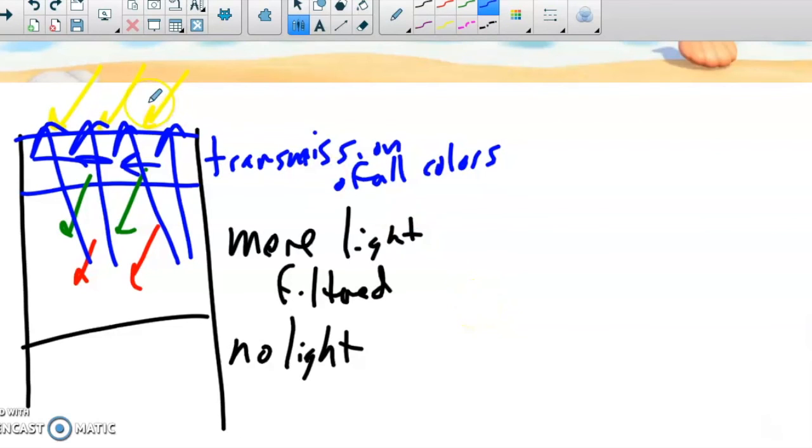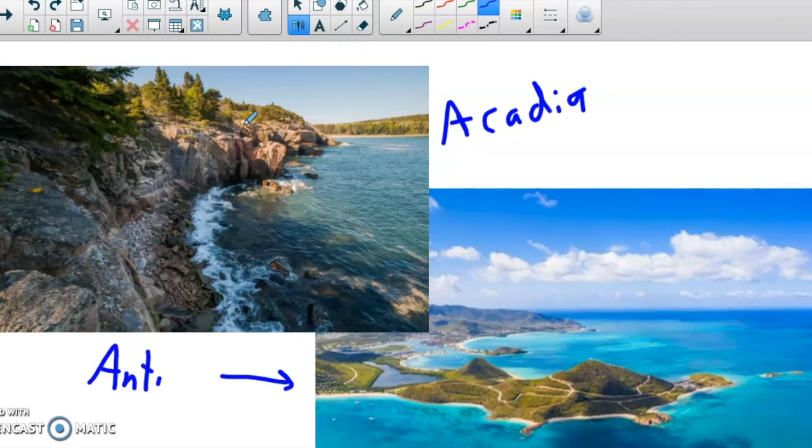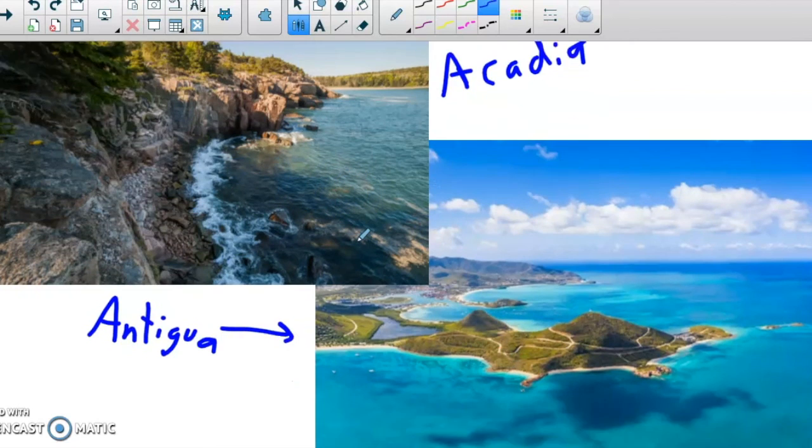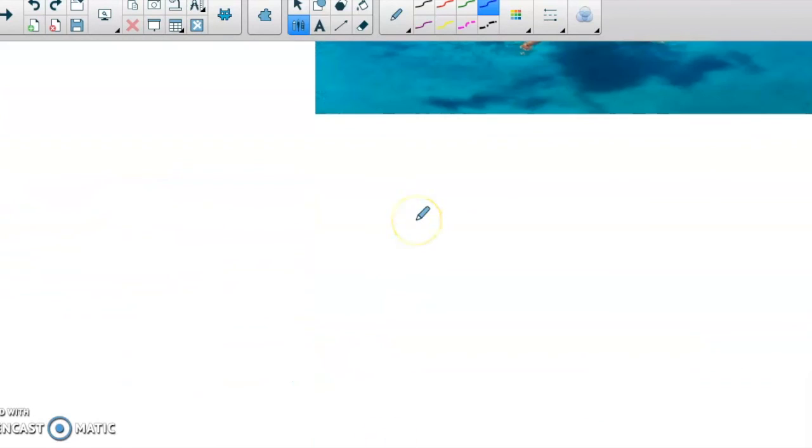However, that's not the whole picture. Take a look at these images. This one is Acadia National Park, so we're talking about the Gulf of Maine. And this picture here, that's Antigua, where my in-laws spent their 40th wedding anniversary. And note the different colors of the water. It's because the colors that we see in the water also relate to the angle at which the sun's light was received by them to begin with.